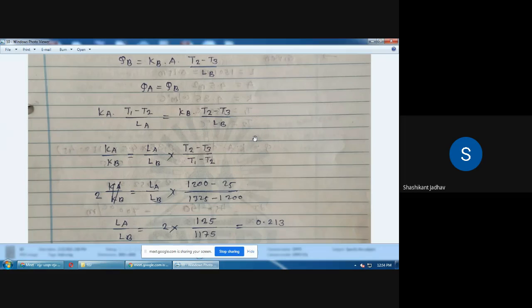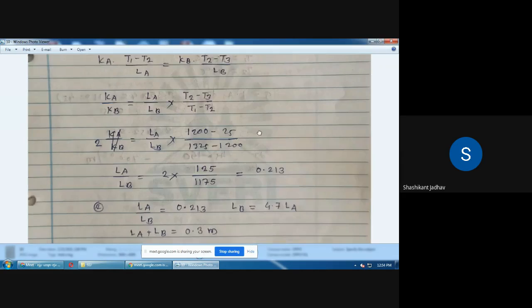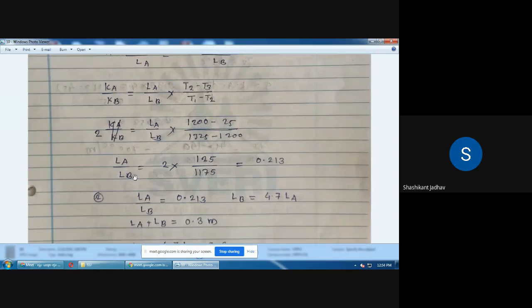So from that we know the values: T1 is given, T2 is given, T3 is given. So put those values into the equation. Similarly, the ratio of thermal conductivity is given, that is Ka by Kb is equal to 2. So put those values into the equation, and then we get the value of LA by LB. Means our aim is to calculate the ratio of thickness of two layers, means we have to calculate the LA by LB. So from that equation we get the value of LA by LB is equal to 0.213. Okay. So this is about the first answer, that is ratio of thickness of two layers. In the second case we have to find out the thickness of layer A.